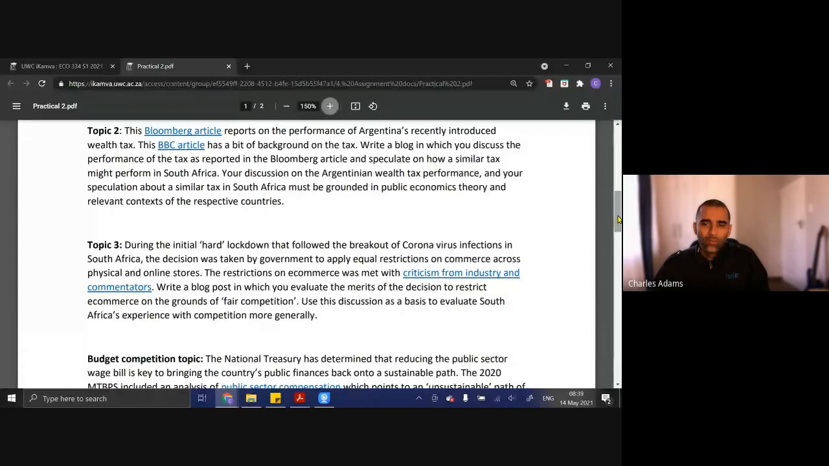And in terms of the blog, that's the essay topic. In terms of the blog, you are asked to write about, given that you've now done some background reading, hopefully, those of you who have selected this topic on wealth taxes can make some informed and insightful comments on the performance of Argentina's wealth tax that they've implemented, which is discussed in these 2 articles that I linked to in this setup for topic 2.